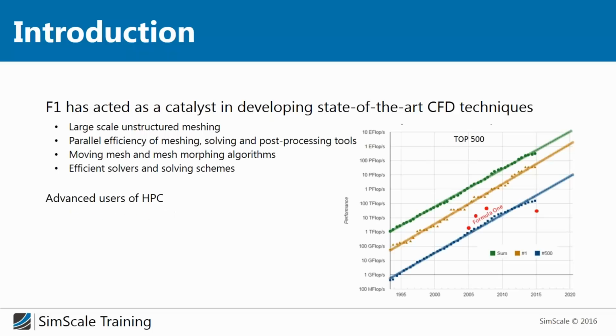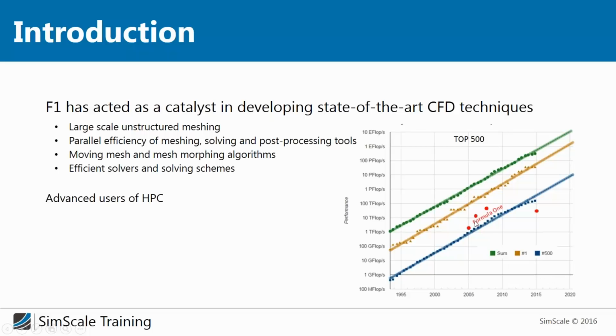This is an interesting chart, which represents the top 500 fastest supercomputers in the world. The golden curve is the fastest computer in the world over the years. The vertical axis is the performance in flops of the computer, and this is a logarithmic scale, so we go from gigaflops to teraflops, petaflops, and exaflops. And then we have the year on the horizontal axis.